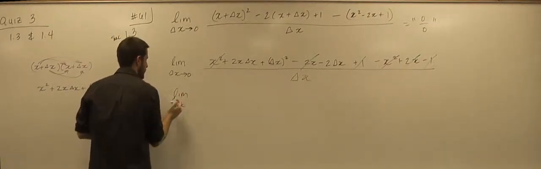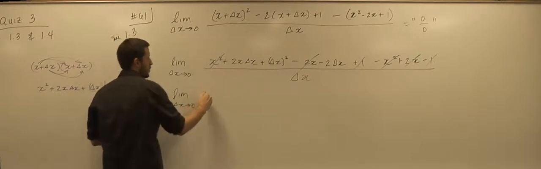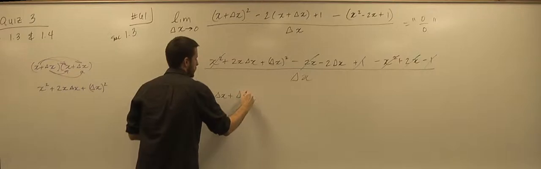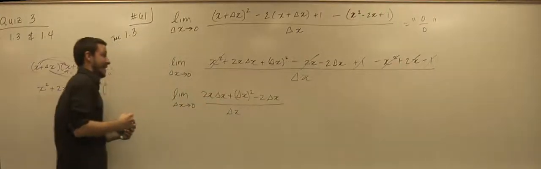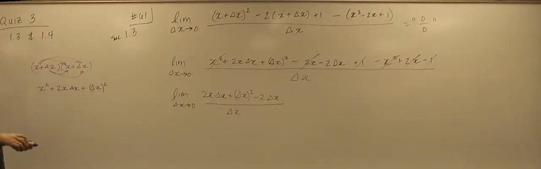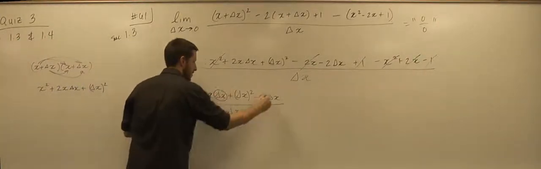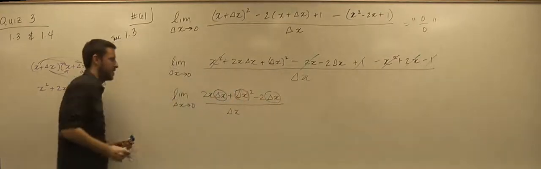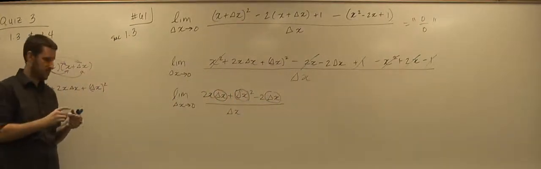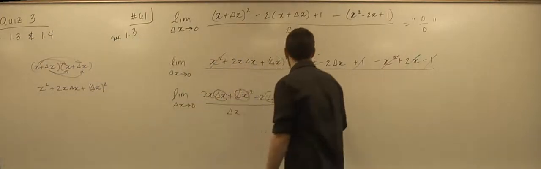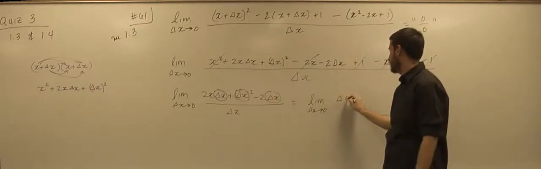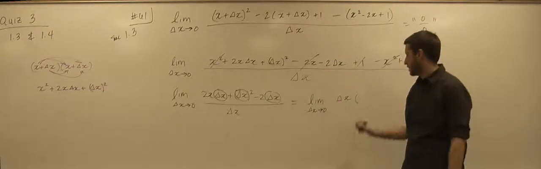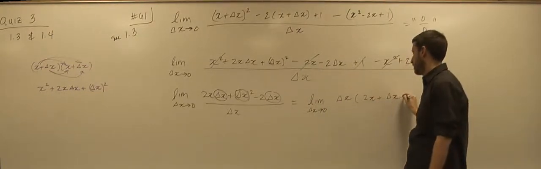So the limit as delta x goes to 0 of 2x delta x plus delta x squared minus 2 delta x. I know the delta x is annoying, but this is all one variable, and there's a delta x in each term, so you can factor it out. So if I pull out a delta x, what am I left with on top? 2x plus delta x minus 2.